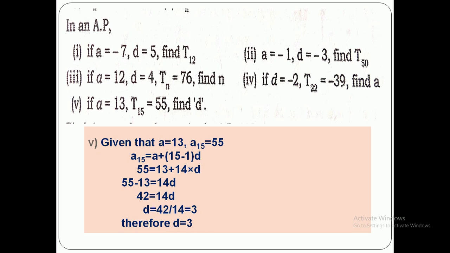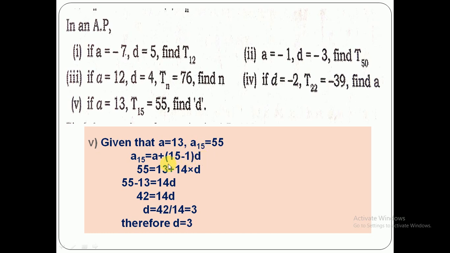So in the 5th question we have to find out the common difference. So a is given and the 15th term is given. So that is an is equal to a plus n minus 1 into d, the general form. In that, a15 is already given, no? So in place of n we have to take 15. That is a plus 15 minus 1 into d.